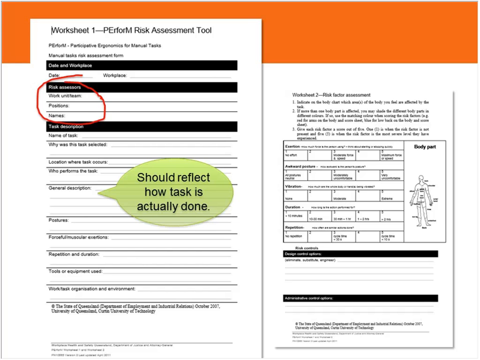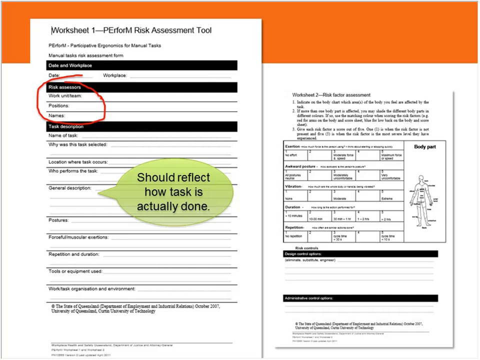Looking down at the other headings, it's really important to record a description that actually reflects how the task is being done. Don't just go to the work method statement or any written procedures on the job, but actually view how the job is being done in the workplace. You can also have a look at the Perform Handbook to get an idea of what information you can put in this section.